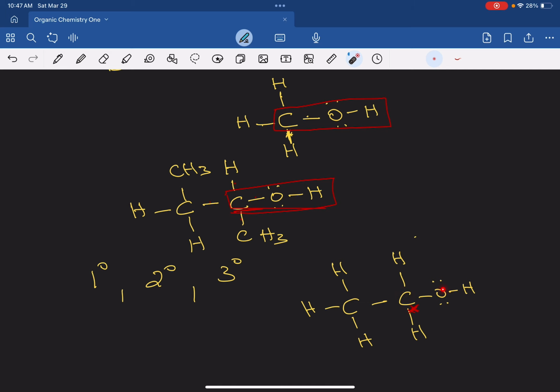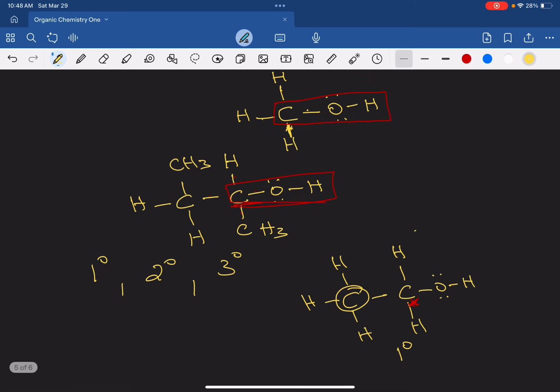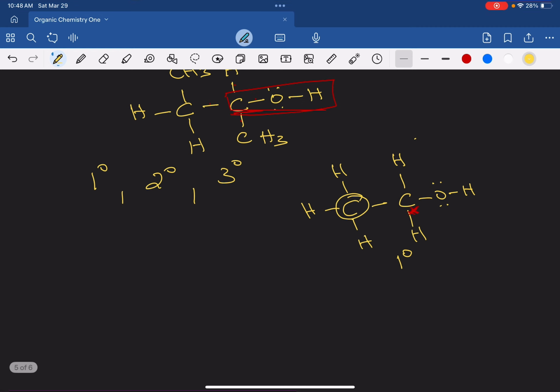Here I have oxygen, hydrogen, hydrogen. I have a carbon. These are the things that are directly bonded. So I only have one carbon that is directly bonded to the carbon with the hydroxyl group. So this is a primary alcohol. Okay, let's look at another example.